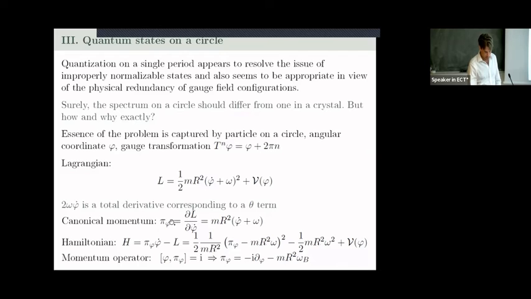We calculate the canonical momentum, we get omega here. We calculate the Hamiltonian, so that we have an extra term in the Hamiltonian. So theta survives when we construct the Hamiltonian. And we can construct the canonical momentum operator. And for the canonical momentum operator, we are free again to choose such an angular velocity term, a theta-like term.